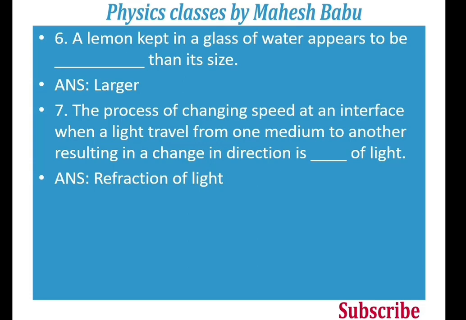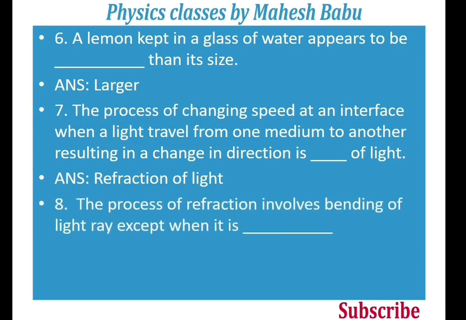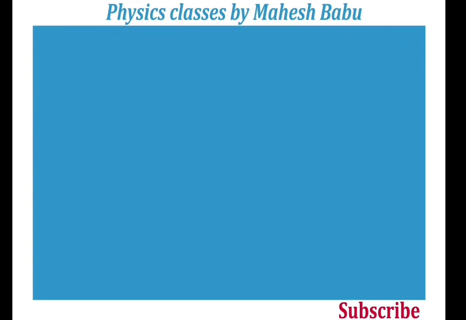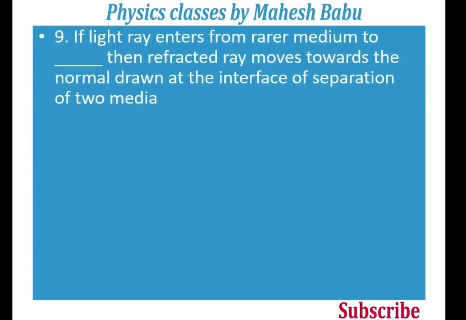Next, the process of refraction involves bending of the light ray, except when it is. Now, a light ray traveling from one medium to another medium changes its path, but not in all situations, except in one situation. That is when it is traveling along the normal. When it is traveling along the normal, the light ray will not change its path. It will not bend.